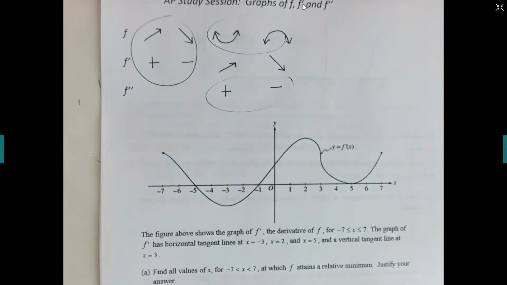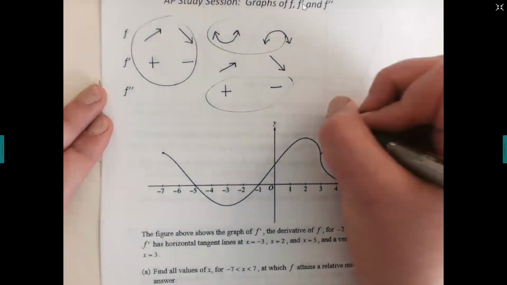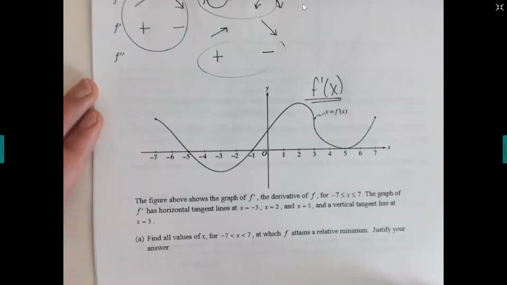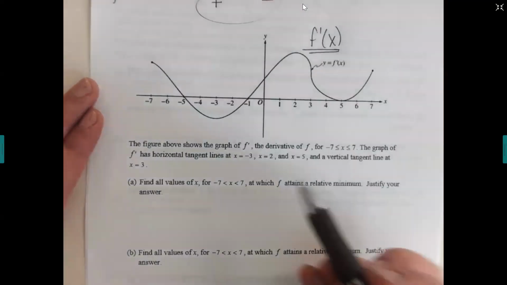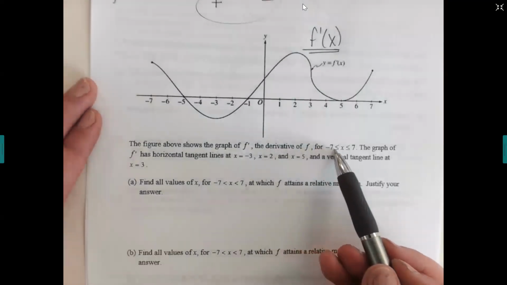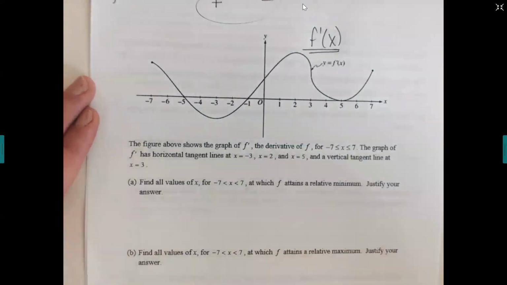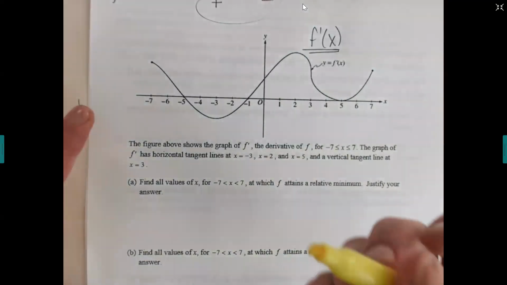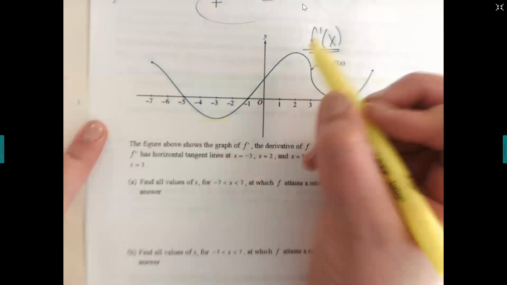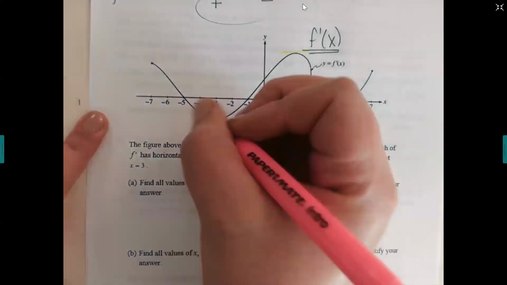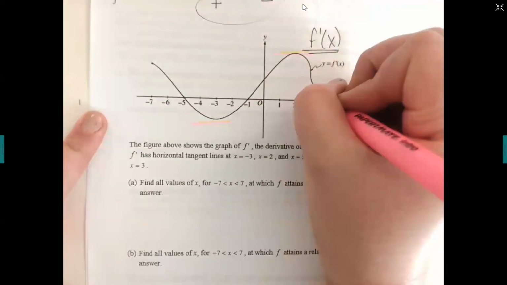Okay, so it says, we have a graph of F prime. This is a graph of the derivative. This is not F. So then it says, here's my derivative for negative 7 to 7. We have horizontal tangents at negative 3, 2, and 5. So I'm just going to kind of sketch those in. That means what's the slope if it's horizontal at each of those spots? 0. So we know we have flat spots, okay? So I'll put flat, flat, flat.